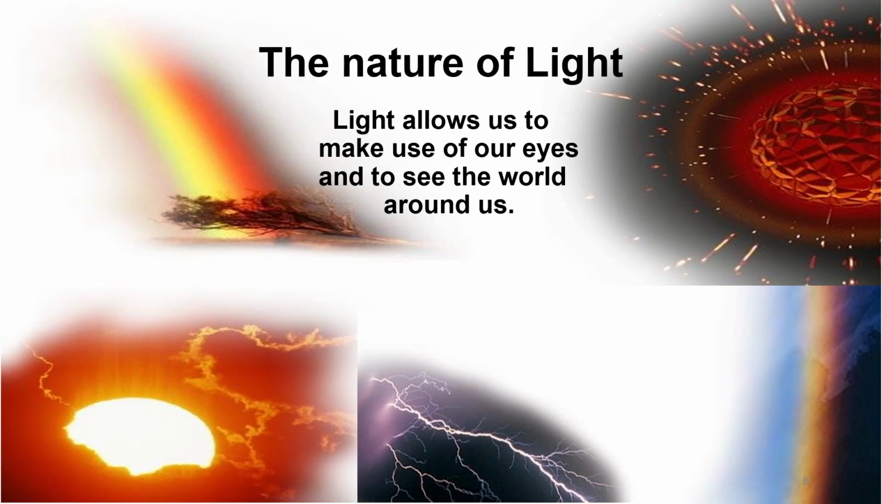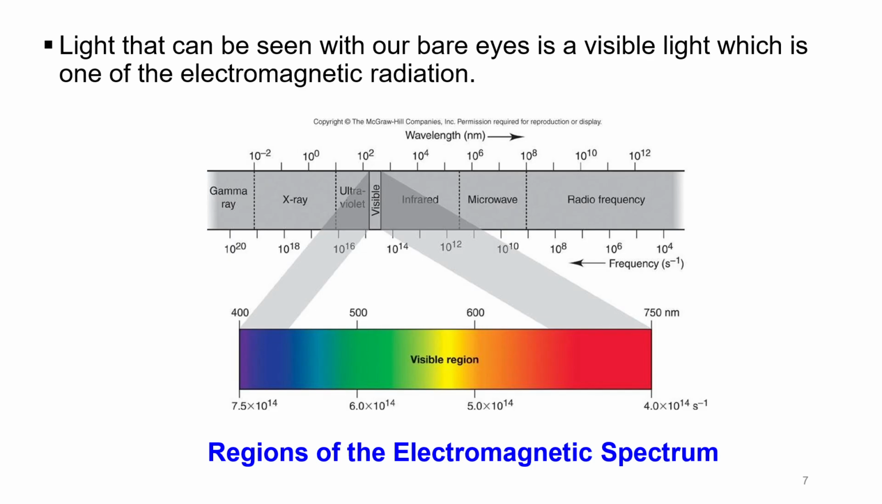When electron moves, it will form a light. This light we can see with our eyes, we call as visible light. So this is the range for visible light in nanometer, 400 nanometer to 750 nanometer. Other than that, we cannot see with our bare eyes.